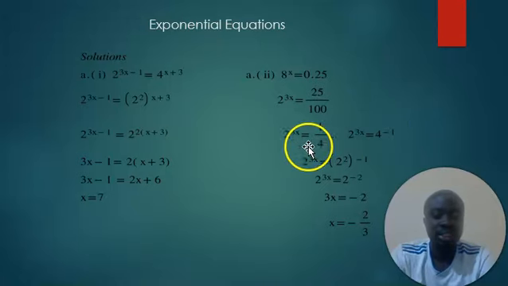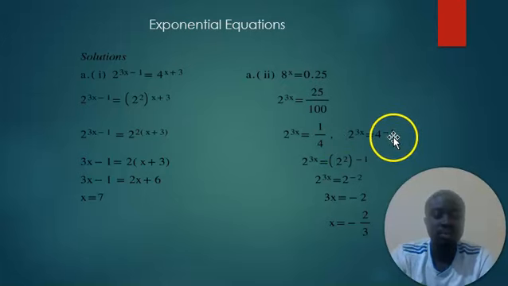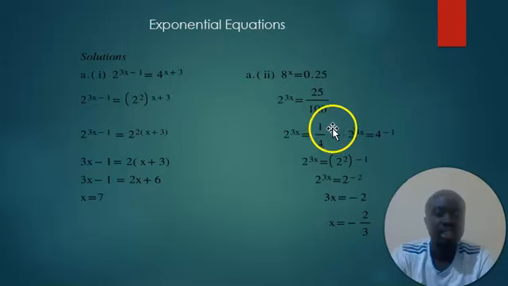So 2 to the power s is equal to 1 over 4. 1 over 4 is the same as 4 to the power minus 1, because this 4 is to the power 1. So when you bring it up, that's the inverse, so it becomes 4 to the power minus 1.